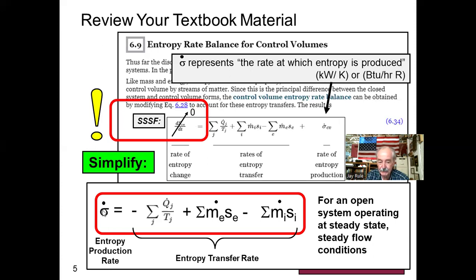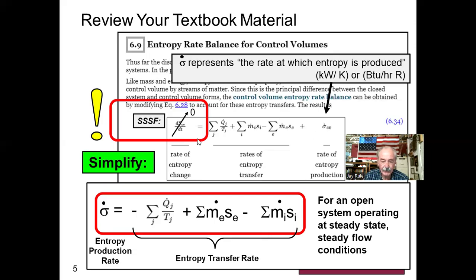So here we go, sigma dot, and then let's jump down to my rearranging of equation 6.34. Sigma dot, so that's going to be called the entropy production rate. I'm going to put a dot over top of sigma. It's a rate of entropy production. It's going to be kilowatts per degree K. That's what that's going to be, kilowatts per degree K. Okay. Equals the entropy transfer rate terms.